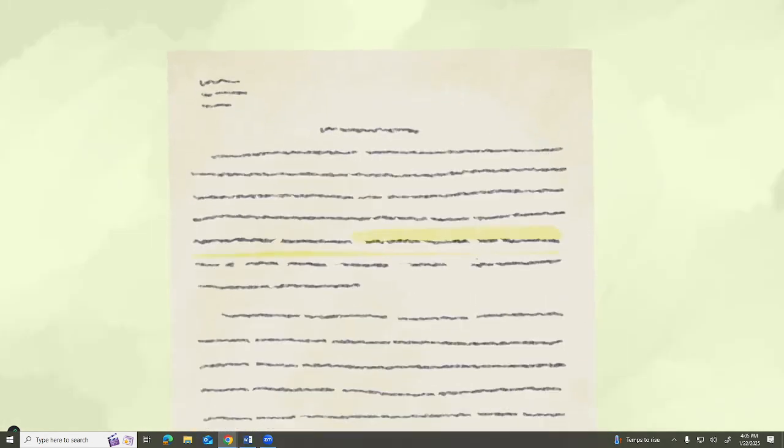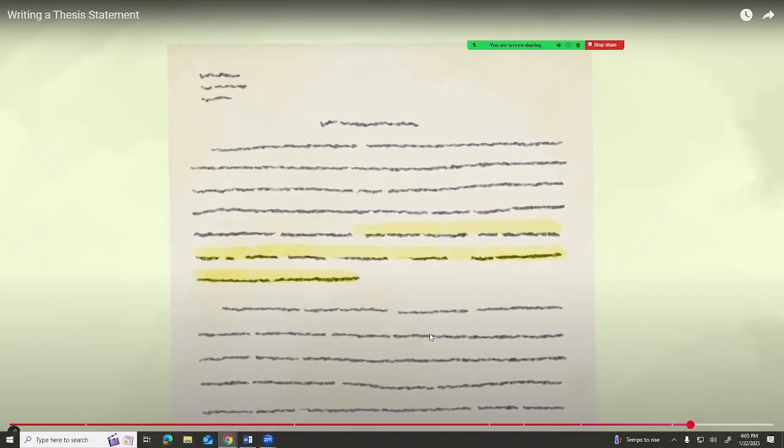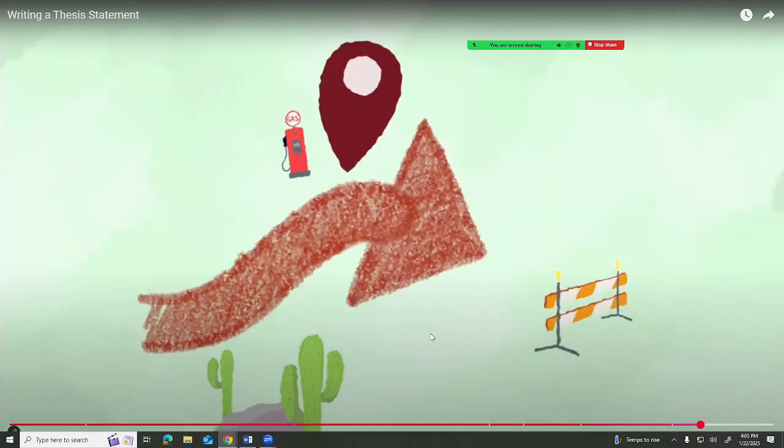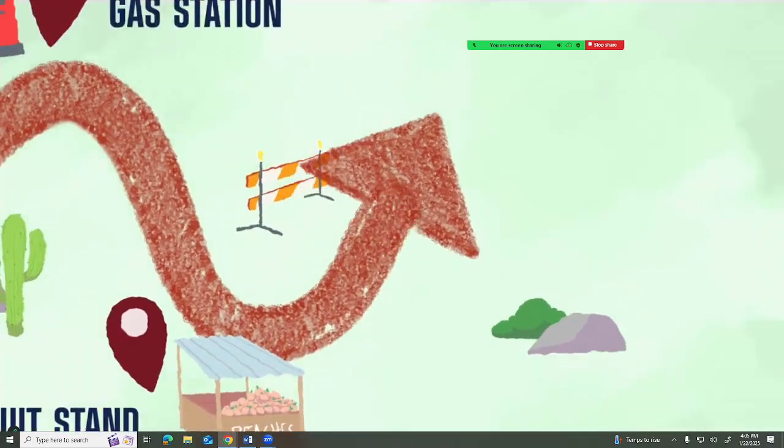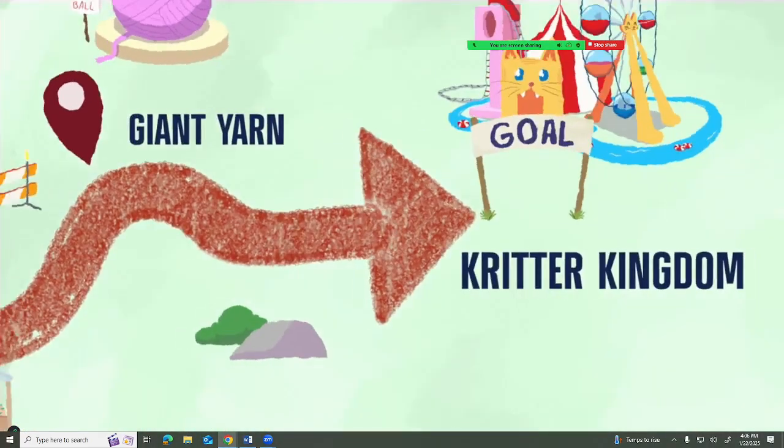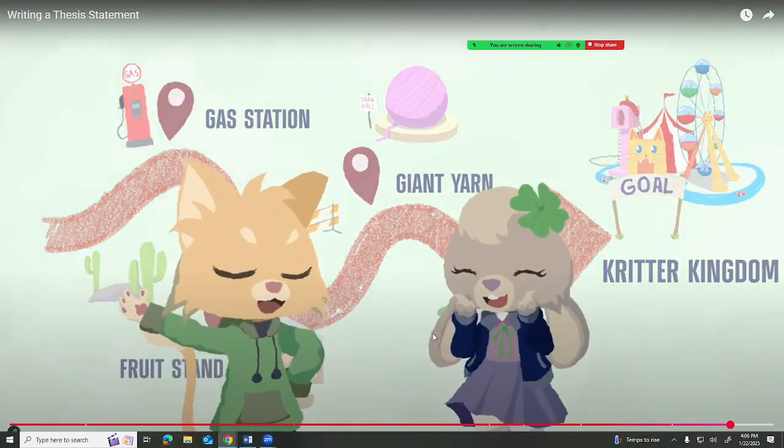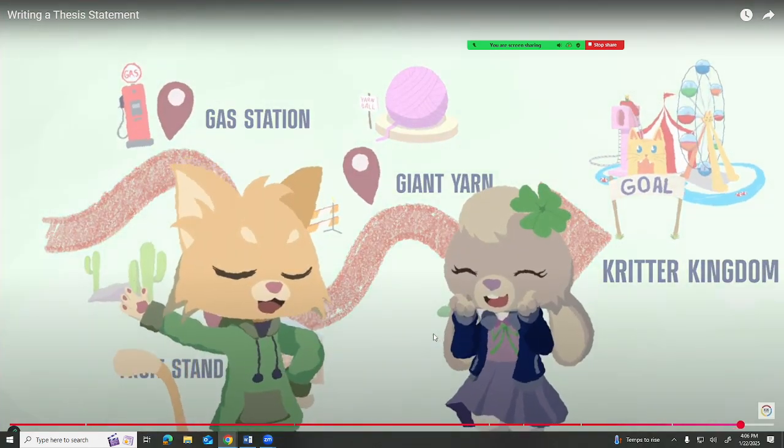For one sentence, a thesis statement is powerful, but it's not the end. Just as having a map to your destination is just a start, there will be more pieces in the writing process to help you along your way. Your thesis statement gets you pointed in the right direction.